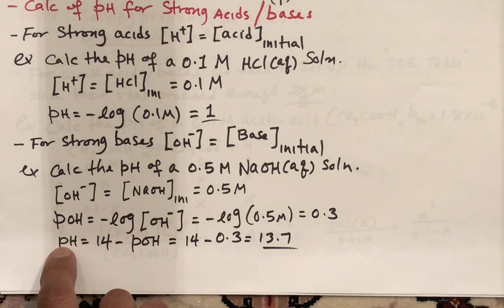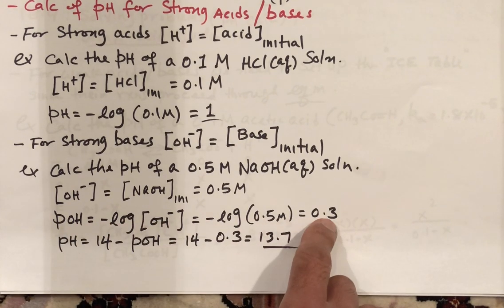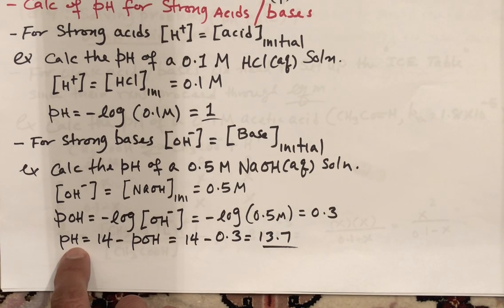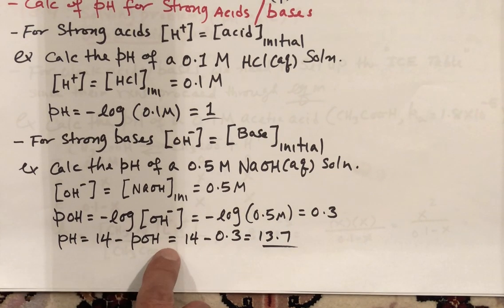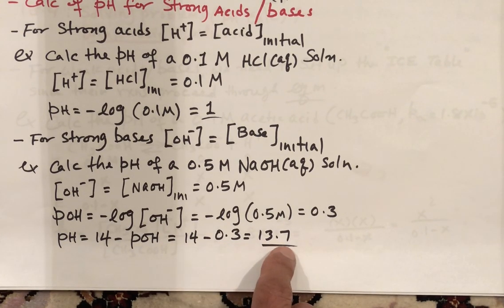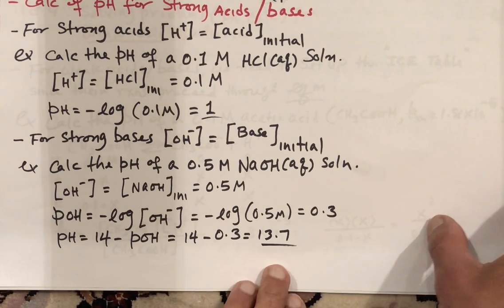And it's important for us to realize that because sometimes students just leave the answer as 0.3, which is not true because the pH of a base is supposed to be greater than 7. So therefore, we use the second formula: pH is 14 minus pOH. And that's 14 minus 0.3, which gives you 13.7 as the pH of the strong base.